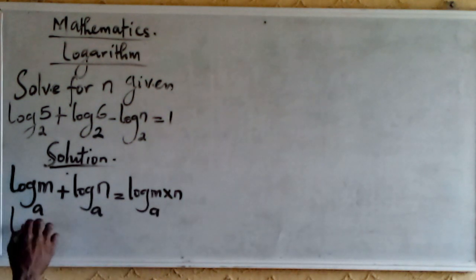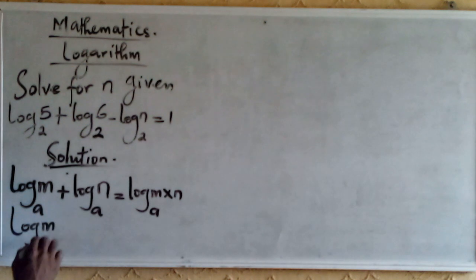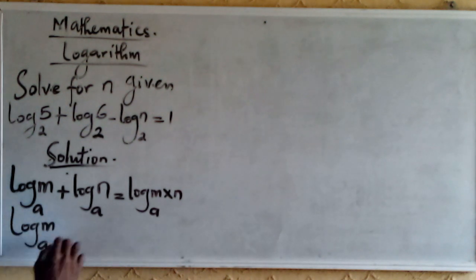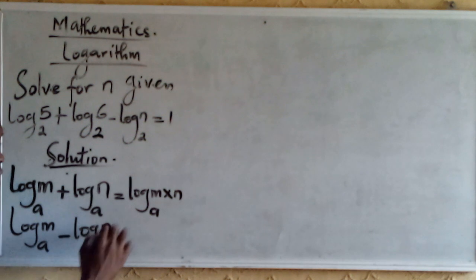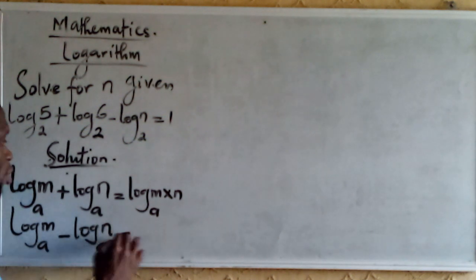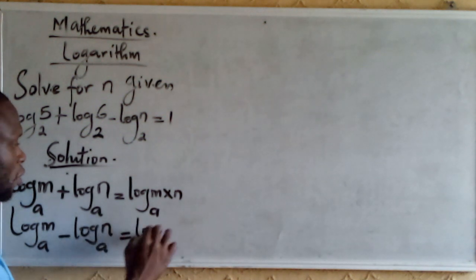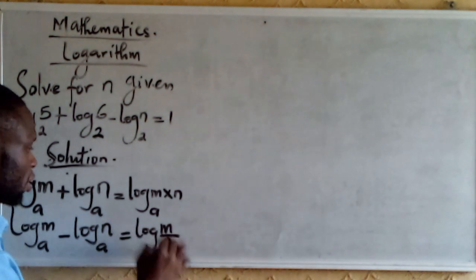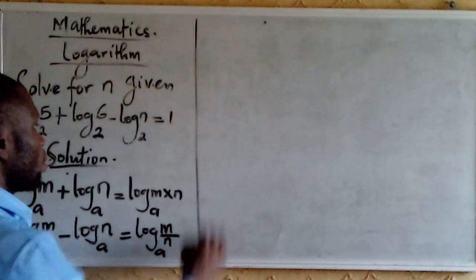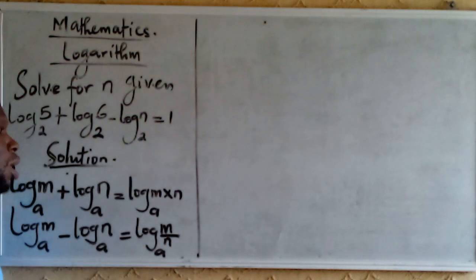Then in the case of subtraction, we have log m to base a minus log n to base a. This will be log m divided by n to base a. So now we can apply this to our question.